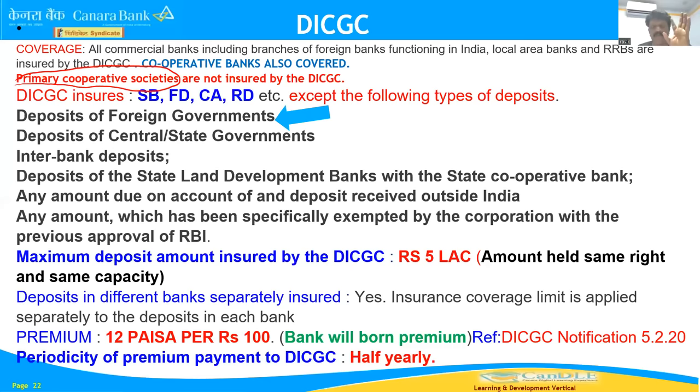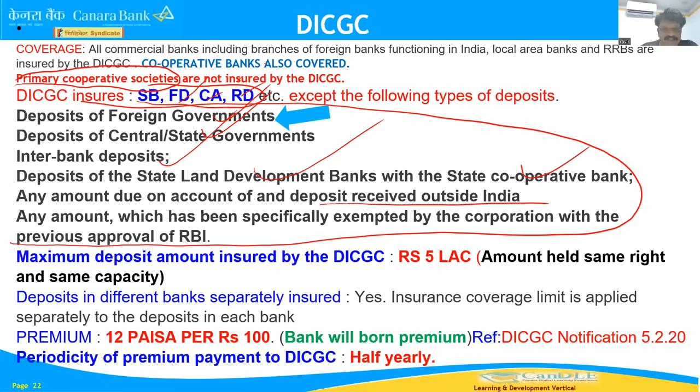Next, what deposits will be covered? All deposits: SB, FD, current account, RD, everything is covered except the following types of deposits. Generally, in a bank you do these, am I right? SB, current account, all are covered. Whatever you are doing is covered. Now, the exceptions I will give you are out of the box: deposits of foreign governments, deposits of the central government, interbank deposits, state land development banks, state cooperative banks, amounts due on account of deposits received outside India, and amounts specifically exempted by the corporation with the previous approval of RBI. These are the odd man outs. No need to remember them all. You remember this: they will add one more point like this.